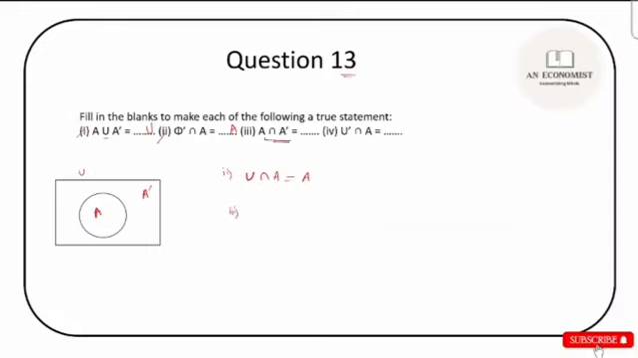Question number 3, A intersection A complement. There is nothing in common between A and A complement, so it will be phi. Then question number 4: the universal set's complement is phi, intersection A. What will that be? There is nothing in common, so it will be phi.